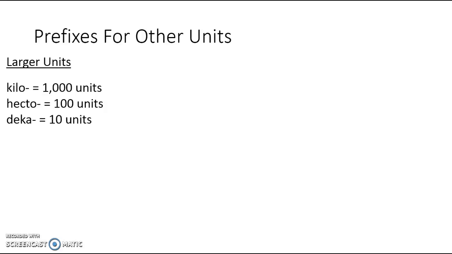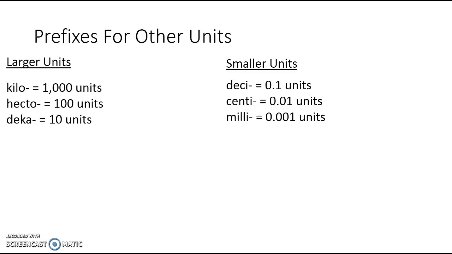To create larger units, we use the kilo, or 1,000 units, the hecto, or 100 units, or the deca, or 10 units. To create smaller units, the prefixes are deci, which is a tenth of a unit, centi, which is 100th of a unit, and milli, which is 1,000th of a unit.